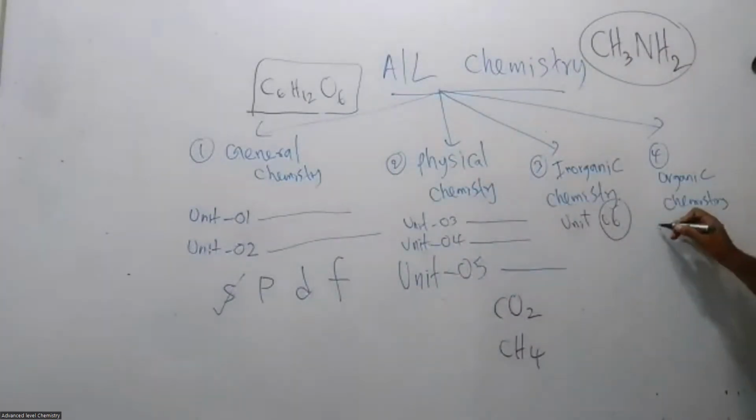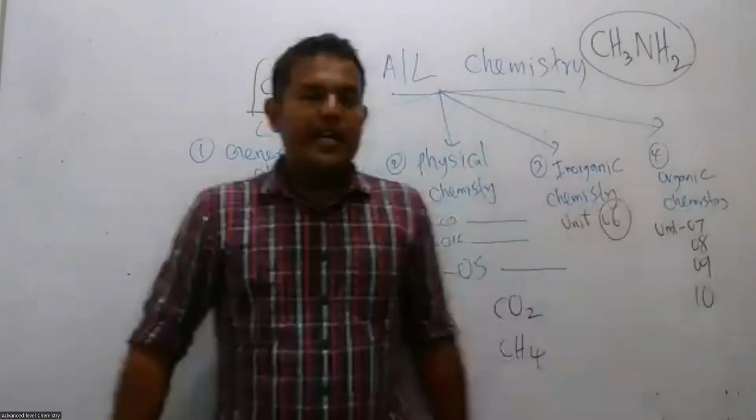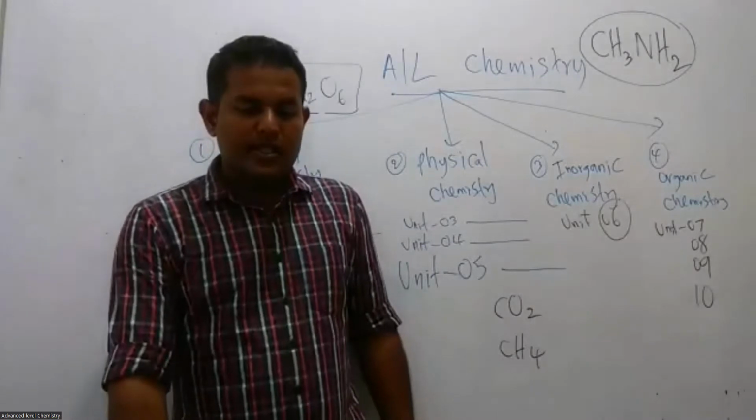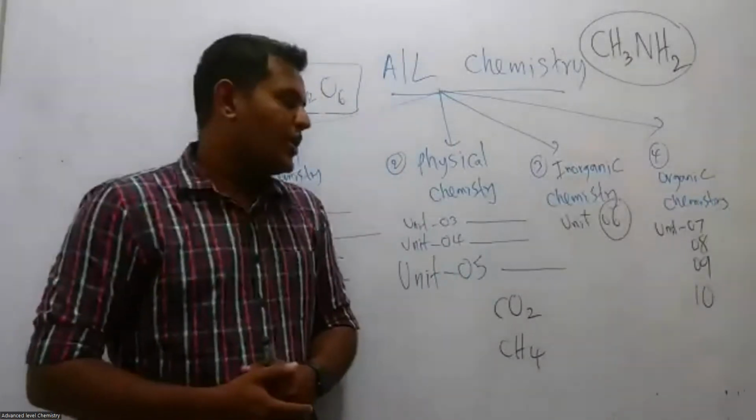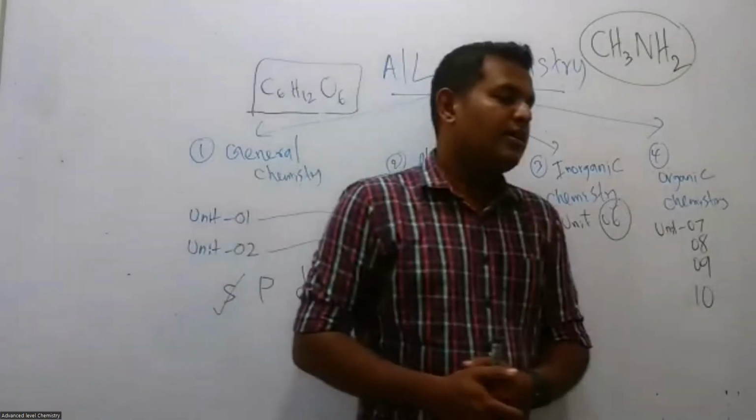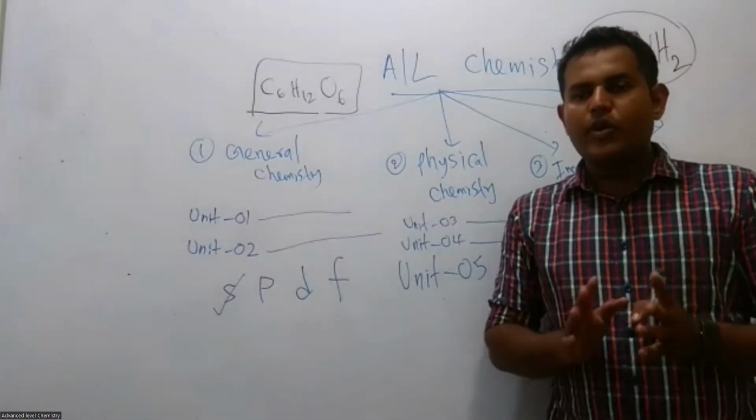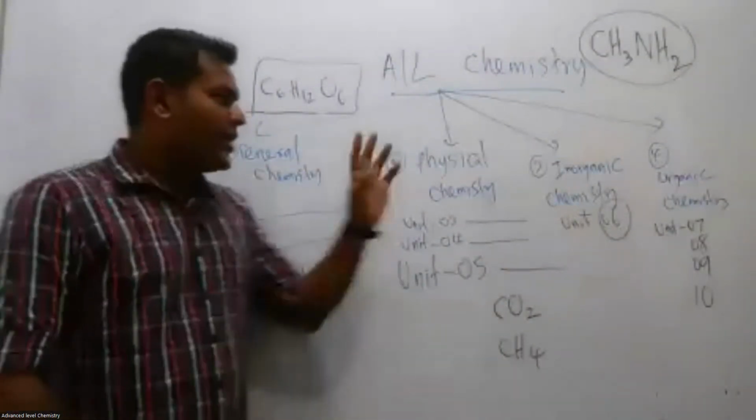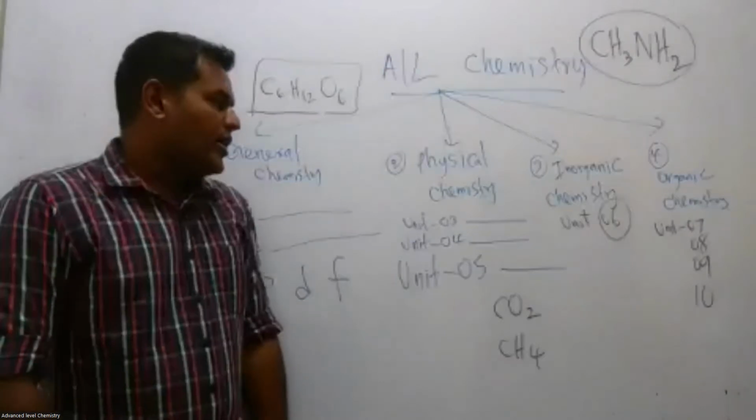So you can categorize under organic chemistry units 7 to 10. I can write units 7, 8, 9, and 10. And write like that. That's organic chemistry. Now in our syllabus we have 14 units. From those 14 units, already we have classified 10 units under 4 different categories. What are those? General, physical, inorganic, and organic. Clear? Right, okay.